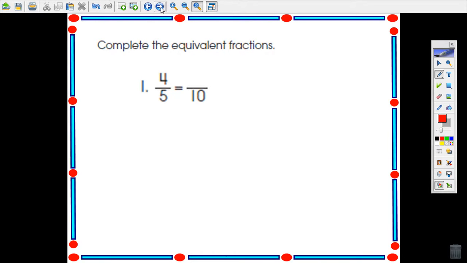In this section of your worksheet, they just wanted you to complete the missing piece to make equivalent fractions. So what we're saying here is we have 4 out of 5. Let's use the whatever you do to the top, you do to the bottom trick. 5 times 2 equals 10. So 4 times 2 equals 8. And let me prove that 4/5 is equal to 8/10.